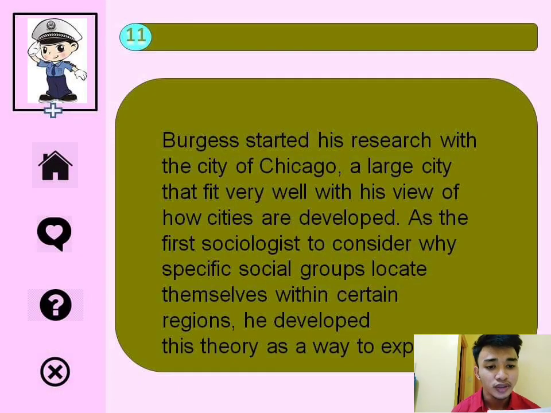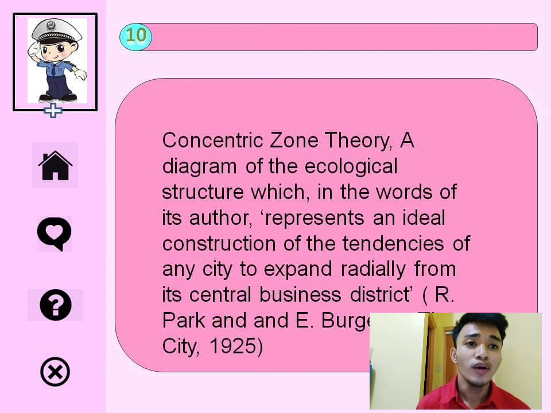Burgess started his research with the city of Chicago, a large city that fit very well with his view of how cities are developed. As the first sociologist to consider why specific social groups locate themselves within certain regions, he developed this theory as a way to explain it. In these slides, explain more about concentric zone theory. Concentric zone theory, a diagram of ecological structure, which in the words of its authors, represents an ideal construction of the tendency of any city to expand radially from its central business district.